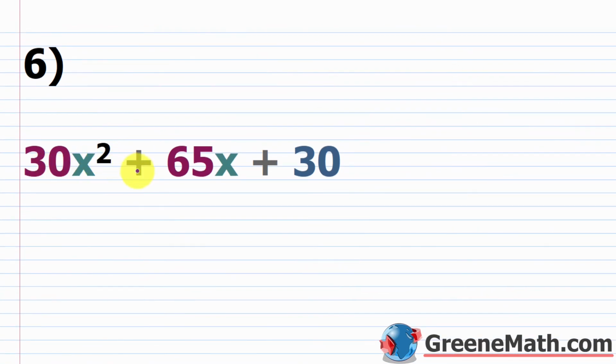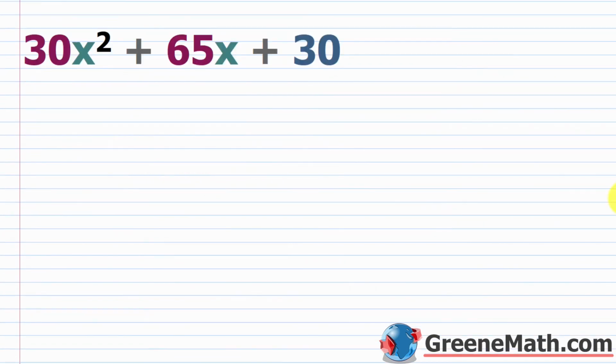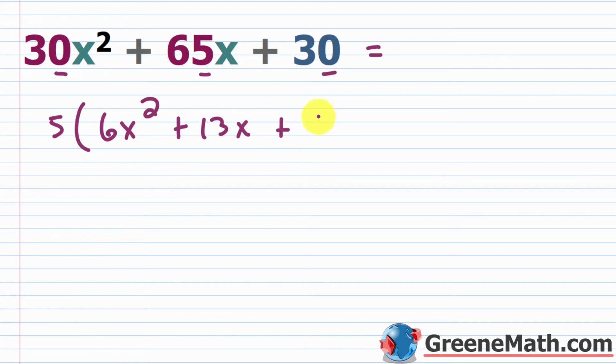So we have 30x squared plus 65x plus 30. And you can see that this ends with a 0, ends with a 5, and ends with a 0. So if a number ends with a 0 or a 5, it's divisible by 5. So that means I could pull out a 5 from everything. This would be 6x squared plus 13x plus 6. Now I'm trying to factor this guy right here.